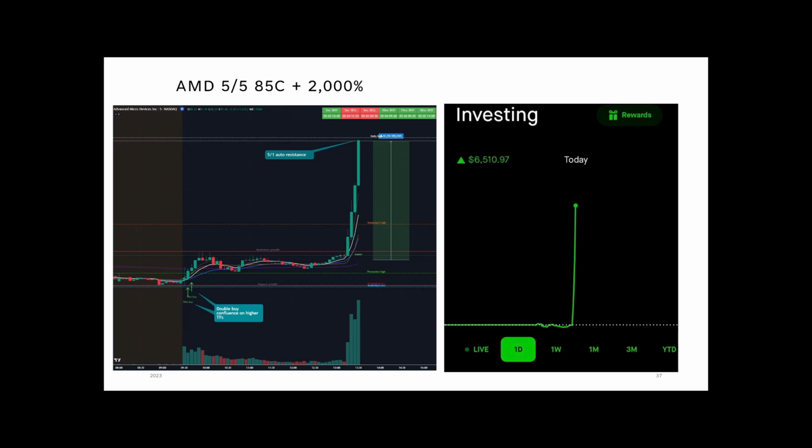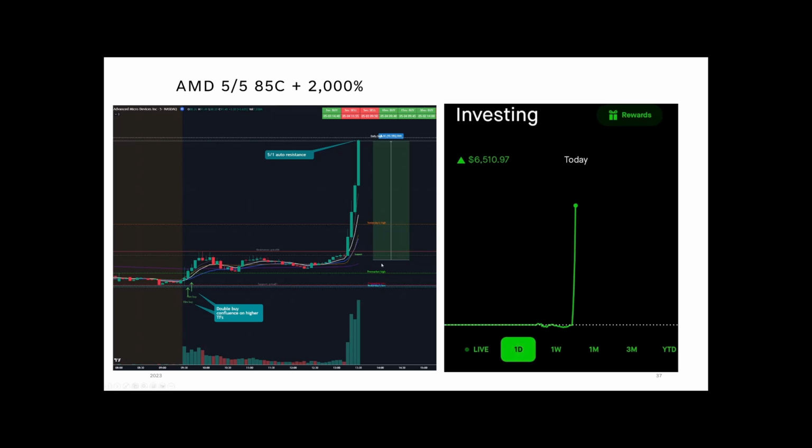Whenever I hold a swing or a longer play, which I almost never do, I typically set the unusual volume alert, and then also set alerts at certain prices, so if they hit that, I can see it on my phone. And so AMD ended up holding that.